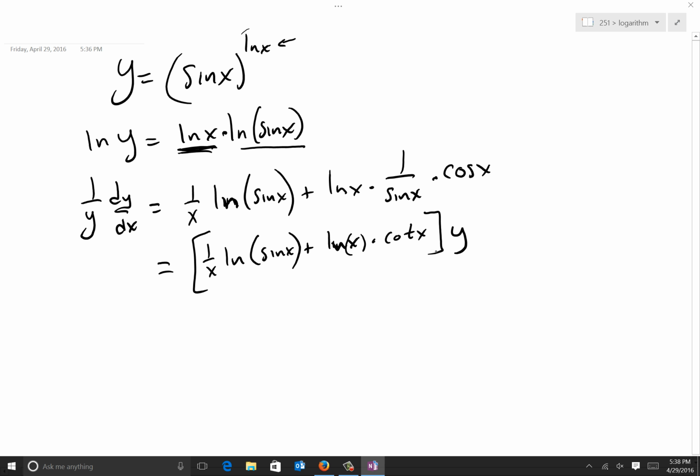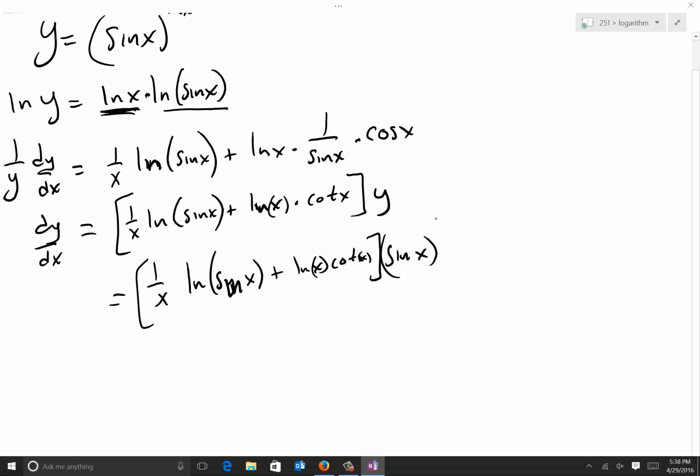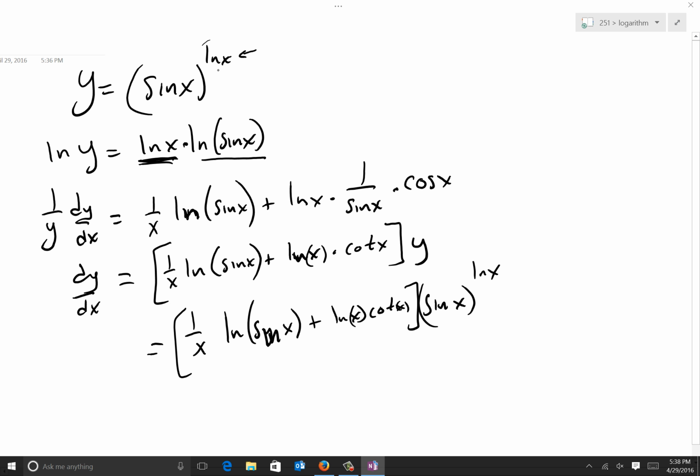And then times the whole shebang, that's y. Well, what is y? It's right up above there, sine of x to the ln of x. And that should be your answer right there. Okay? Again, if you're not seeing this right off, that's a big deal. You should be looking for that.